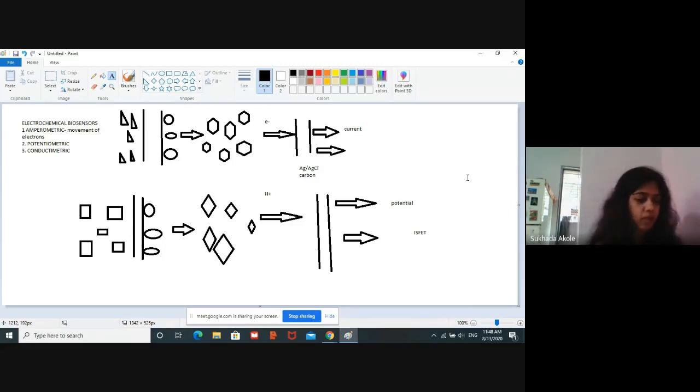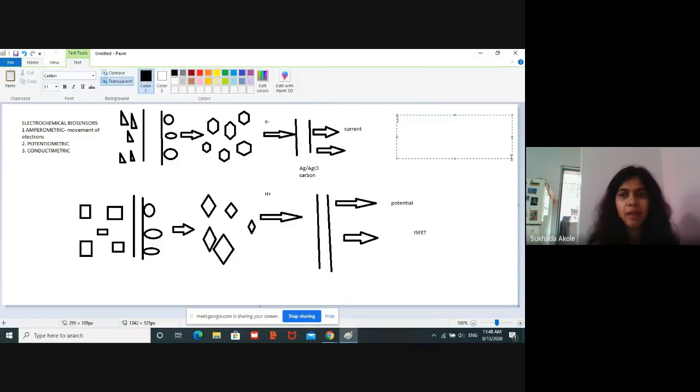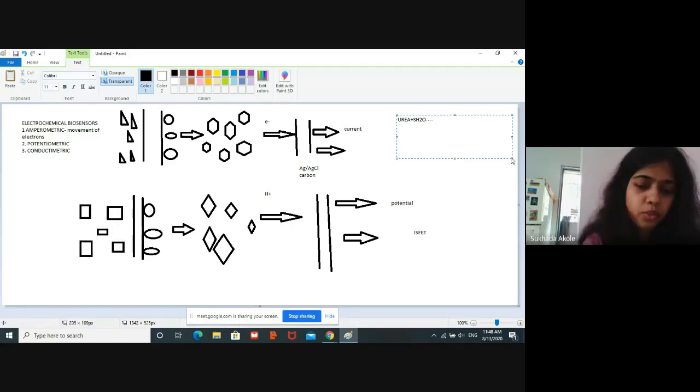The example here is a urea biosensor. So what I do is I have a biosensor which measures urea plus water, H2O, that will give me, in presence of course, urease enzyme, 2NH4 plus, HCO3 minus and OH minus.